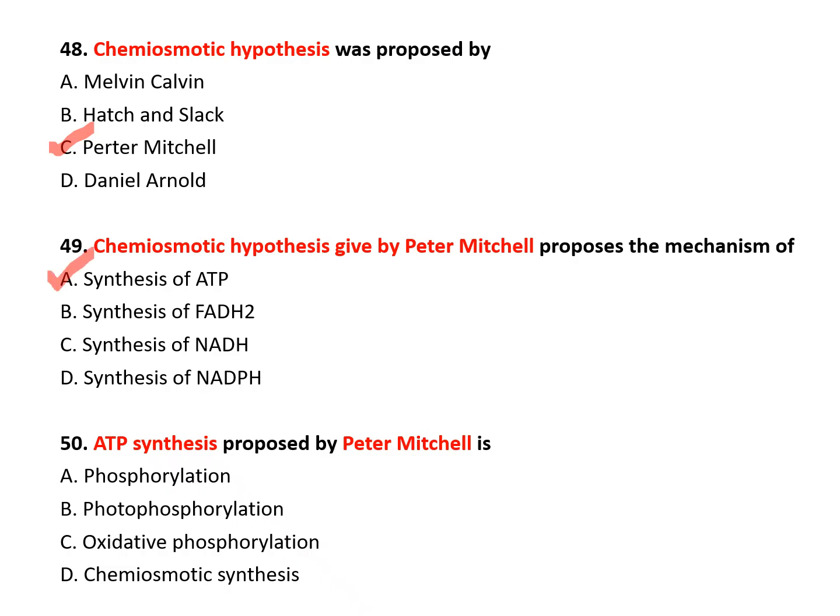The next question, number 50. ATP synthesis proposed by Peter Mitchell is: option A, phosphorylation; option B, photophosphorylation; option C, oxidative photophosphorylation; option D, chemiosmotic synthesis. The correct answer is option D, chemiosmotic synthesis.